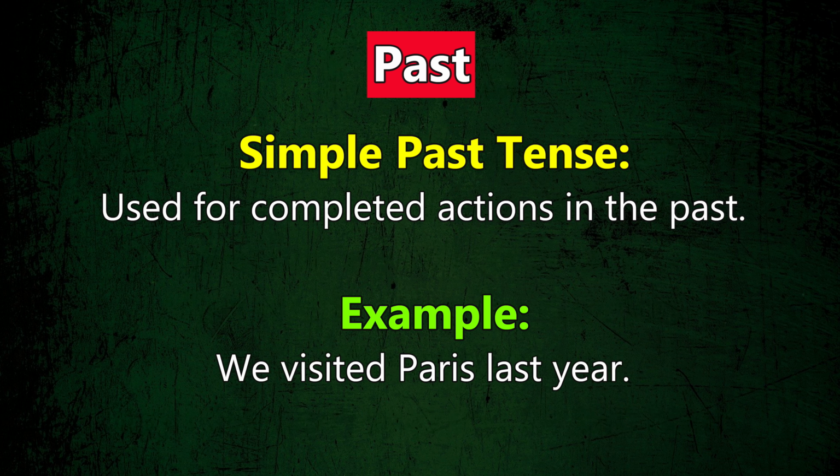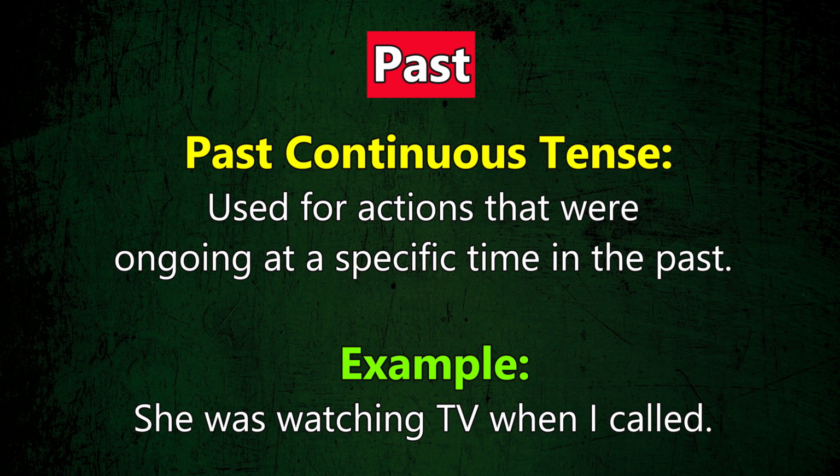Past tenses. Simple past tense. Used for completed actions in the past. Example: We visited Paris last year. Past continuous tense. Used for actions that were ongoing at a specific time in the past. Example: She was watching TV when I called.